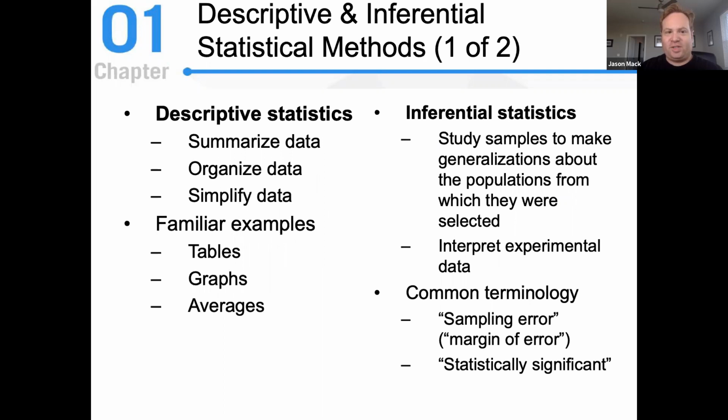As we think about descriptive and inferential statistical methods, as you do your infographics this week, remember: descriptive statistics summarize data, organize data, and simplify data. You're going to have tables, graphs, averages, basically things you can look at. Inferential statistics study samples to make generalizations about the populations from which they were selected, and interpret experimental data. Some common terminology would be sampling error, margin of error, or statistically significant.